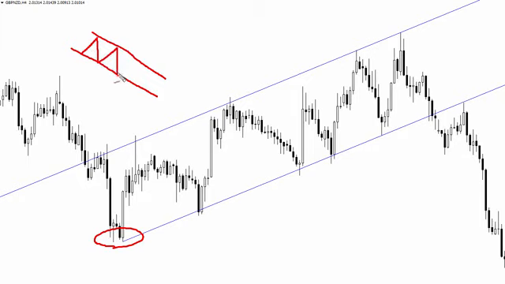The same goes for a channel that is descending, where the market is moving back and forth between support and resistance and breaks to the upside. We would want to use this swing high up here as our first target. So either use the swing high of a descending channel or the swing low of an ascending channel.